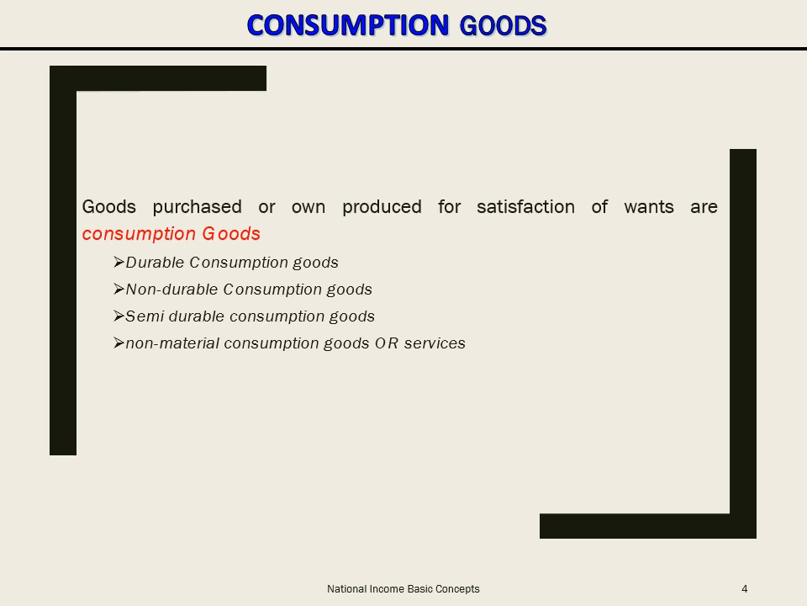Depending upon the kinds of goods, these goods are classified into 4 different ways. They are durable consumption goods, non-durable consumption goods, semi-durable consumption goods, and services.